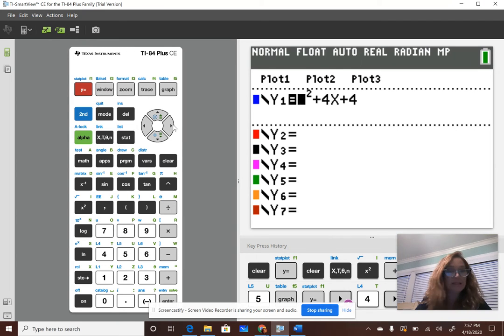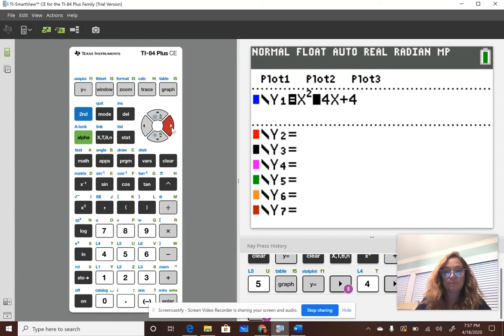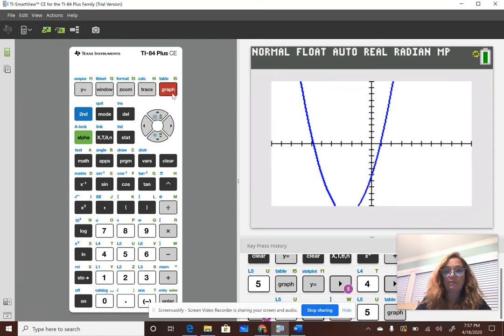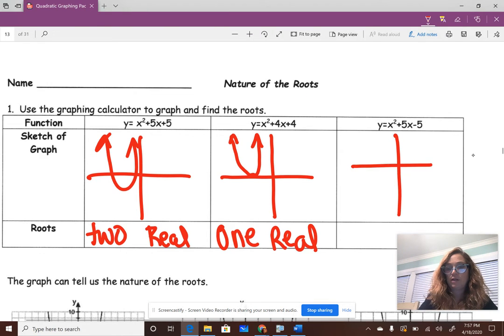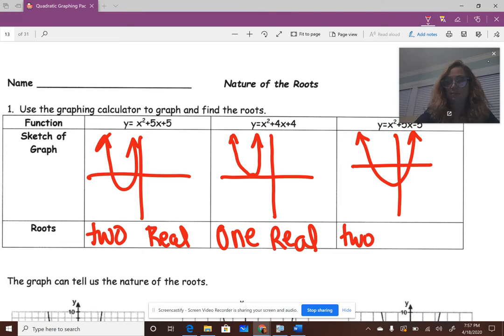Last one, plus 5x minus 5. Graph. Ooh, okay. So you got 1 over on the side, like around -6, and 1 like somewhere around +1. Again, I'm just estimating. So it's going to look like that. And that's 2. Got to move myself. Real.